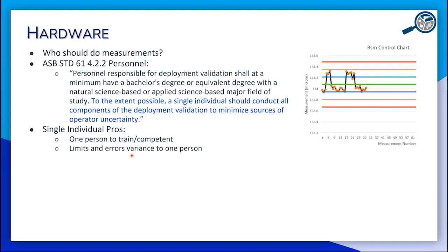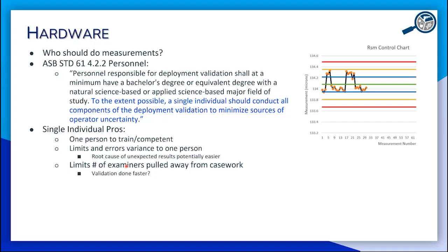If you do this, then you limit your errors and variance to one person. So if you do have out of bound measurements or something's going wrong, your root cause analysis may potentially be easier. You don't have to say, oh, is Joey just really bad at this? He's really sloppy. I need to train him more. If there's just one person who's doing it, then you can really get down into what is going wrong here. It obviously limits the number of examiners away from casework, and maybe the validation is done a little bit faster.